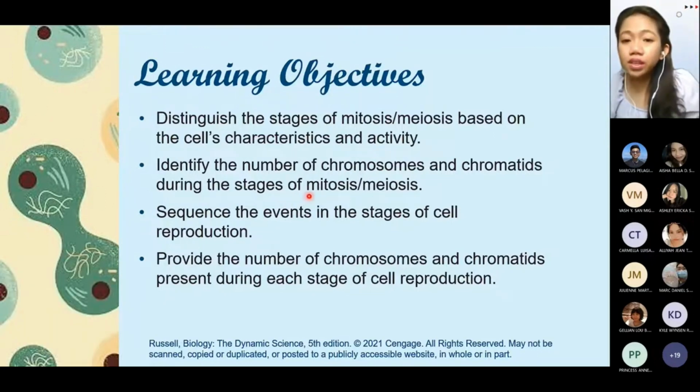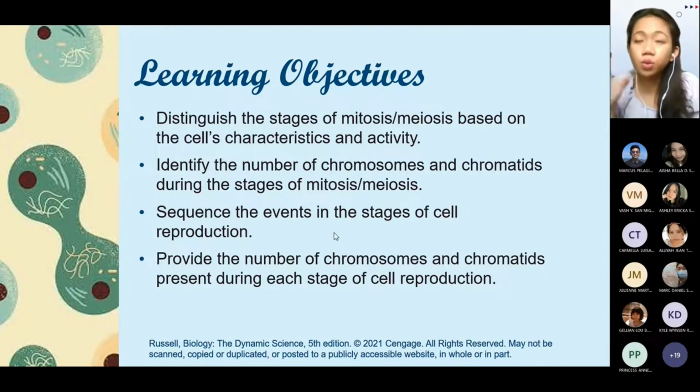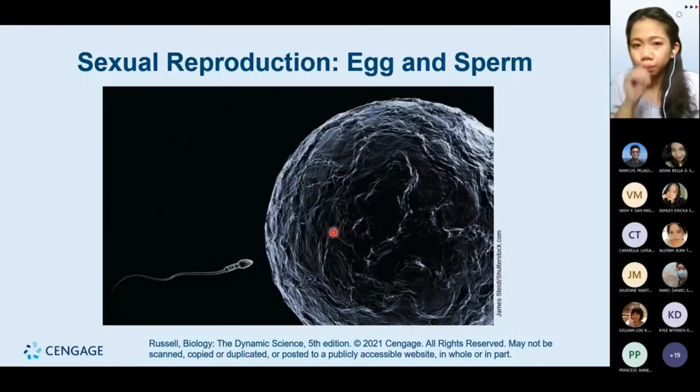So we'll focus on the difference in terms of processes in the stages of meiosis, and then we'll also do chromosome counting, kagaya nung sa mitosis activity nyo. So we'll be counting the difference or the changes in the chromosome and chromatids throughout the stages of meiosis.